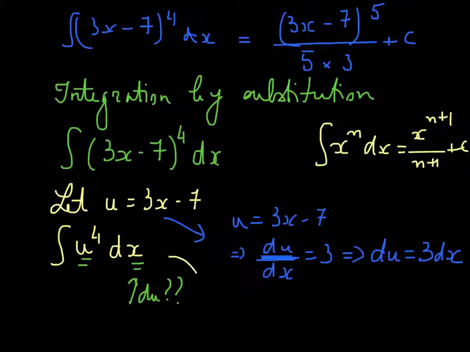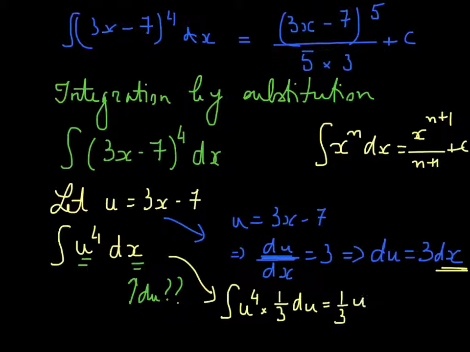So if I move into my integral, and I replace, it is going to be integral u to the power of 4 times, and dx from this equation is 1 over 3 du. So this is 1 over 3 integral u to the power of 4, which is u to the power of 5 over 5 plus c. And now the next step is just to replace u by 3x minus 7. So it's (3x minus 7) to the power of 5 over 3 times 5 plus c. And that's integration by substitution. I substitute 3x minus 7 by u.